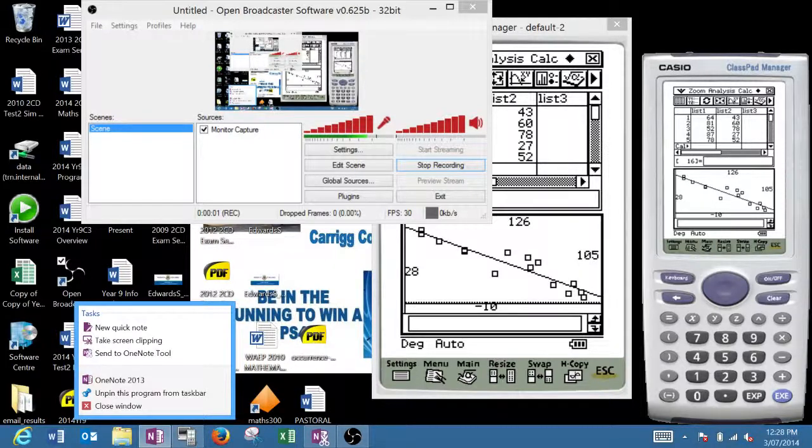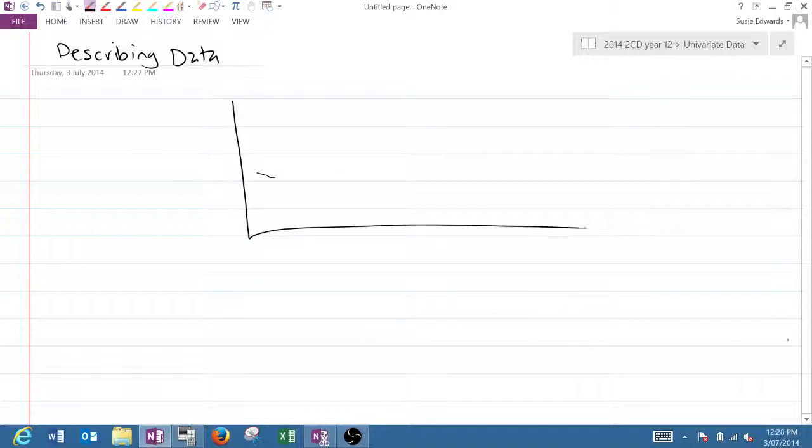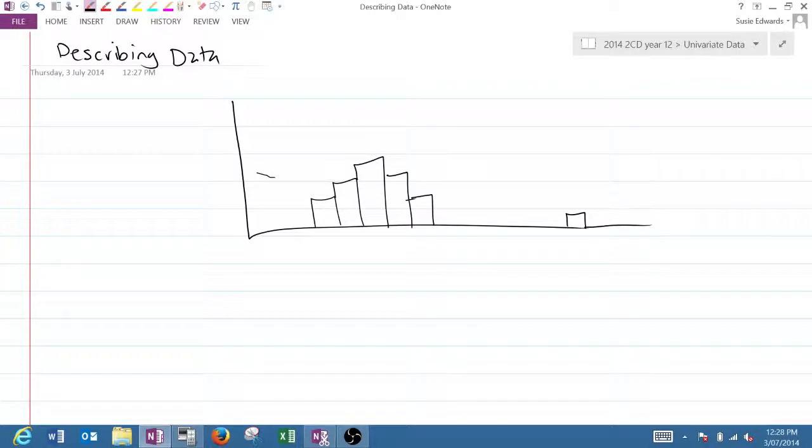Today's topic, we're going a little bit backwards because we're going back to one variable data, okay? And this is all about describing data. And when I'm saying describing data, we're talking about histograms, okay? So if I draw a histogram and it looks something like this, something like that. We need to be able to describe that data, okay?